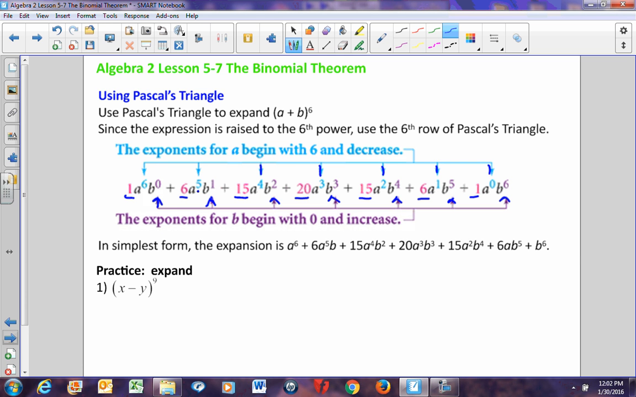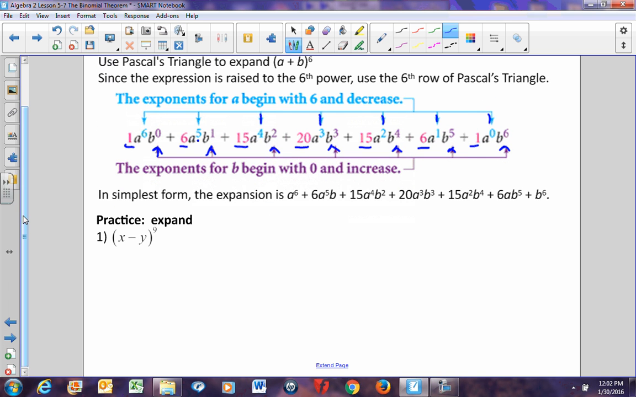We're going to expand x minus y to the 9th. Now, realize that this was plus, so everything was an add. When you have a subtraction, the signs alternate. You start with positive, then go to the negative, then positive, then negative, then positive, then negative. The numbers in Pascal's triangle stay the same. You just make sure first term positive, second term negative, third term positive, fourth term negative, fifth term positive, sixth term negative, and so on and so forth.